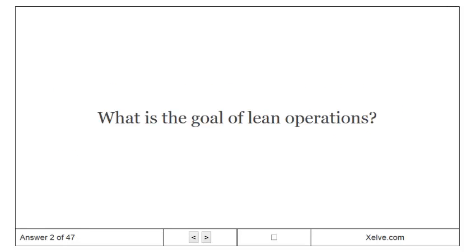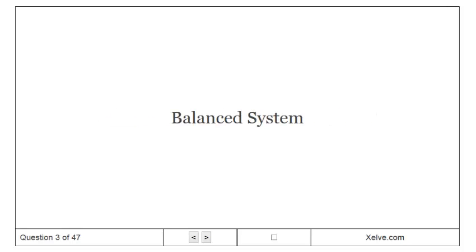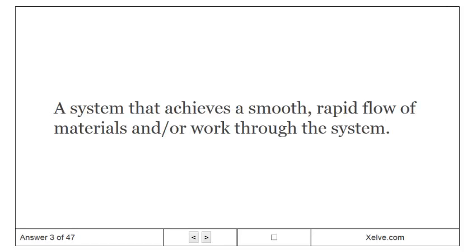What is the goal of lean operations? Balanced system. A system that achieves a smooth, rapid flow of materials and/or work through the system.